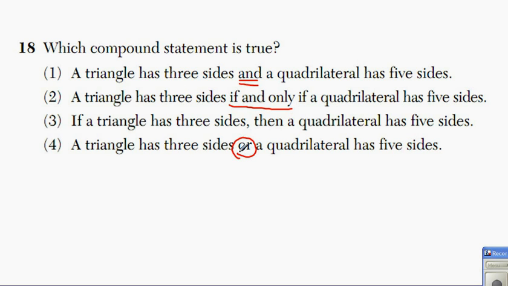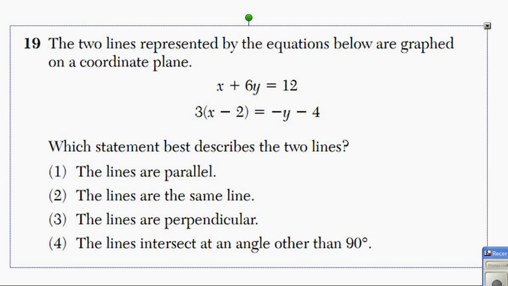The answer will be basically or, because or means as long as one of these two are equal, truthful, then the whole statement will be true. So the answer will be choice number 4. Now, next.